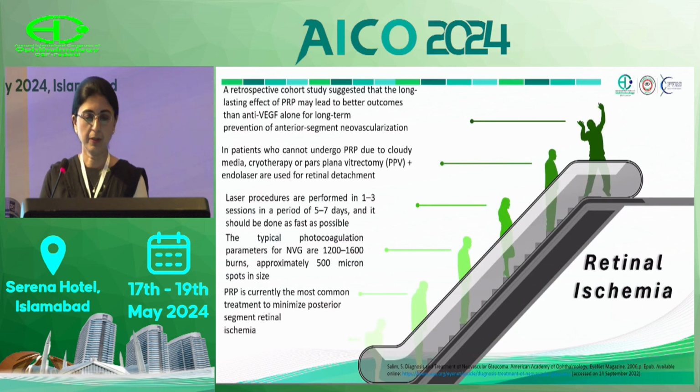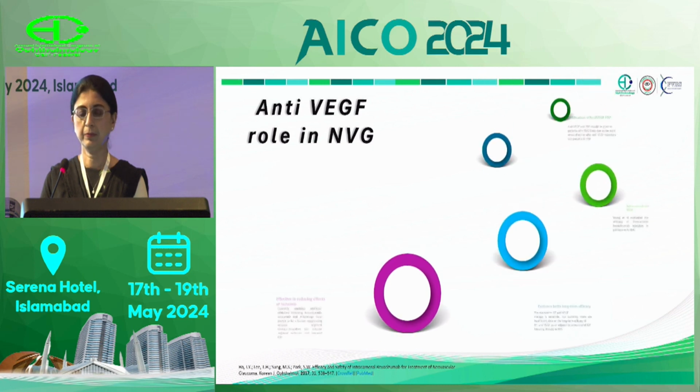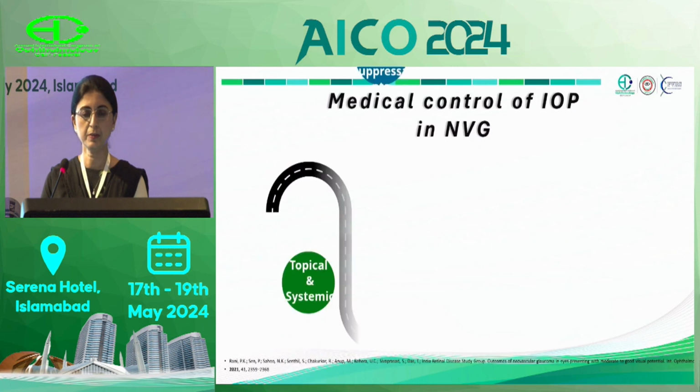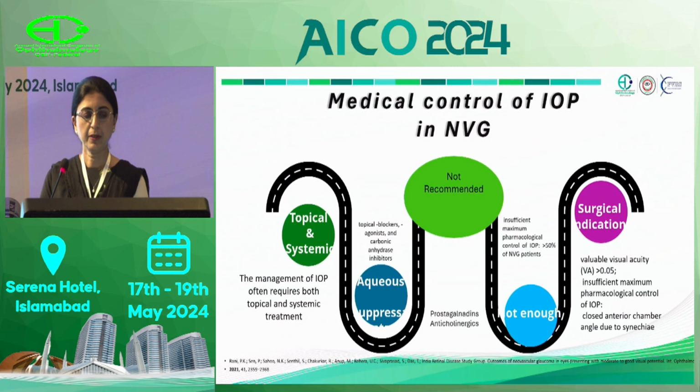Once retinal ischemia is detected, PRP is currently the most common treatment to minimize ischemia. It must be done aggressively, 1,200 to 1,600 burns in short sessions as quickly as possible. If not possible, then vitrectomy is done. Studies have proven that the long-lasting effect of PRP is better than anti-VEGF alone. Anti-VEGF helps by reducing inflammation and preparing the eye for surgery, and generally long-term efficacy is not proven in different studies. Once the pressure is high, then aqueous suppressants have the main role.